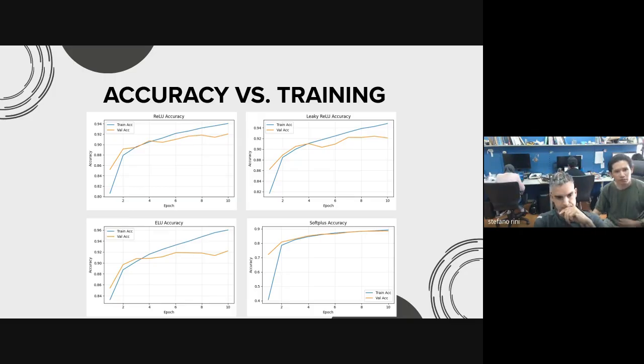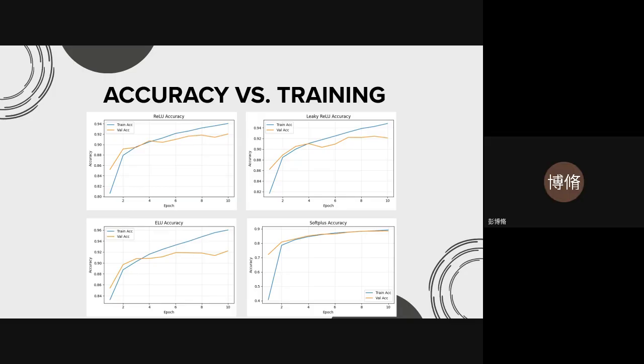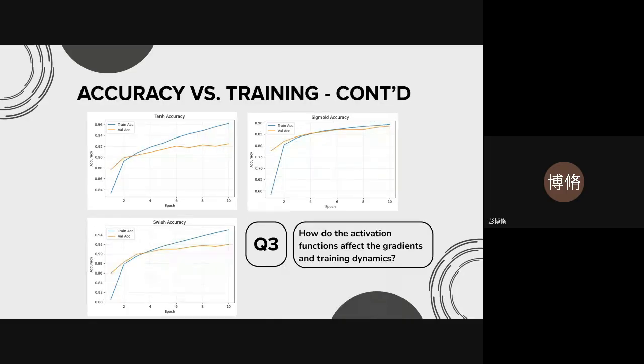Okay, next page. Finally, to answer the third question: how do activation functions affect gradient and the training dynamics? The main difference comes from how each activation handles positive and negative inputs, and whether its gradient becomes very small.